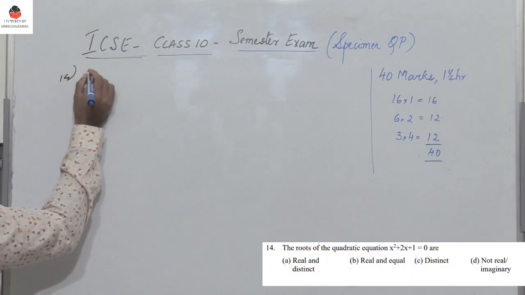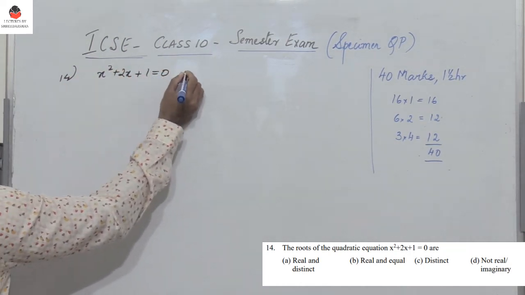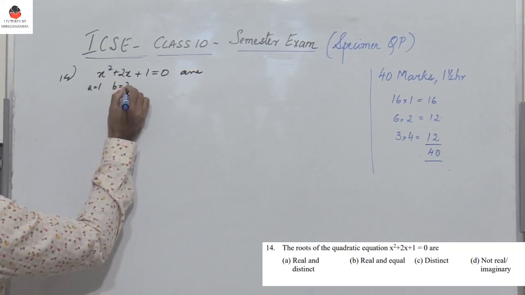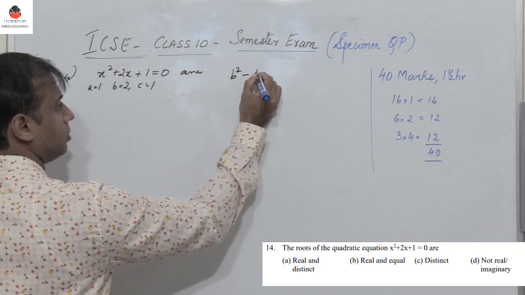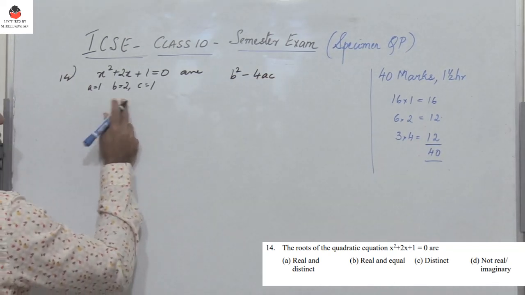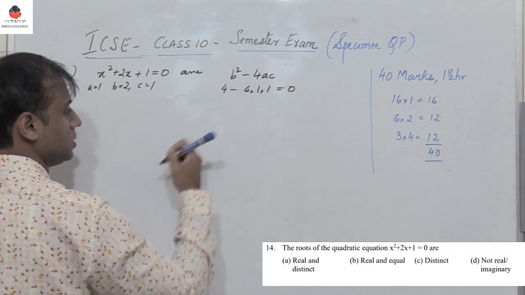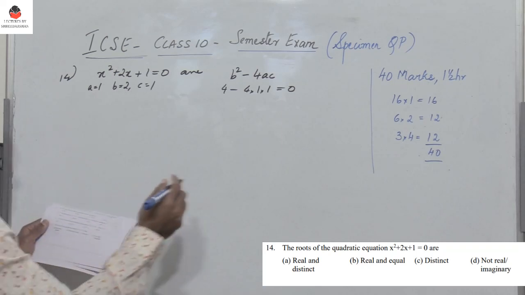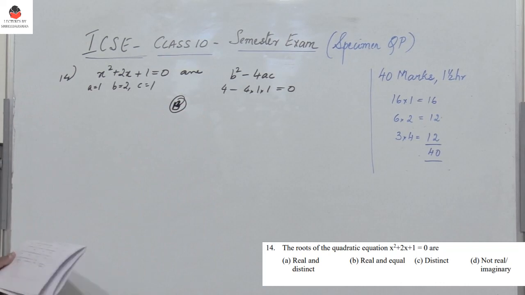14th one, the roots of the quadratic equation x square plus 2x plus 1 equal to 0 are. So a is 1, the coefficient of x square, b is 2, the coefficient of x, and c is 1. So check the discriminant b square minus 4ac. Now b square is 4 minus 4 into a is 1 into c is 1, which gives us 0. Now if b square minus 4ac equals 0, then the roots are real and equal, and therefore it is option B. Right? So the roots are real and equal, option B.